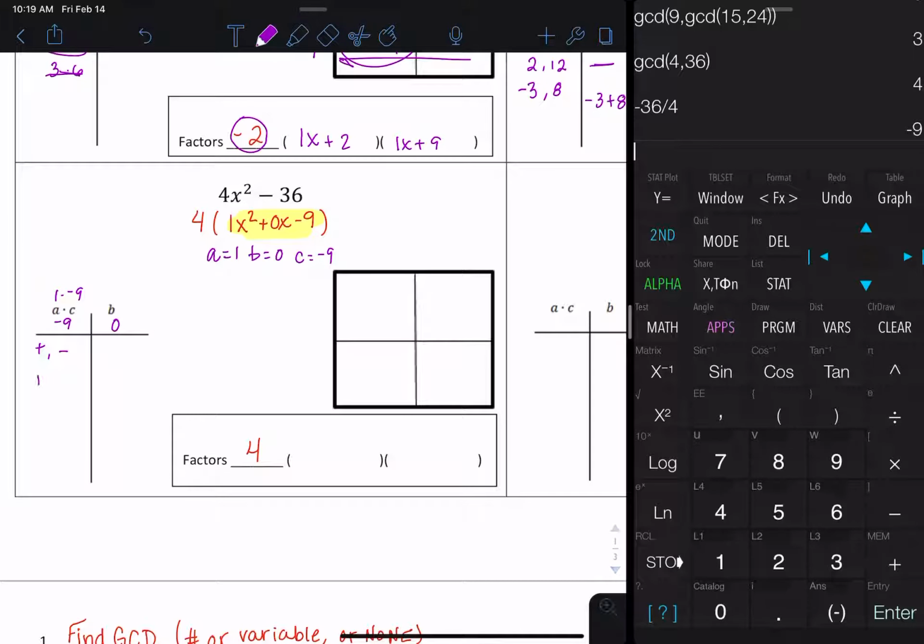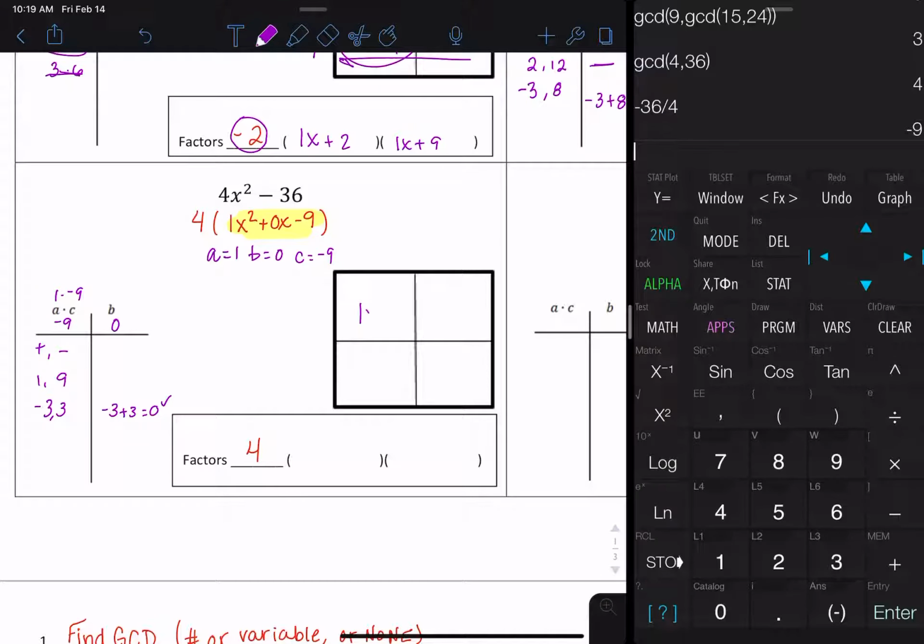So I have 1 and 9. I have 3 and 3. Those are the only factors. If I need to find the difference of the two, because one is negative, to get 0 it's always going to be the one that's the same number. So negative 3 and positive 3 is 0, so those are the factors I need to use.